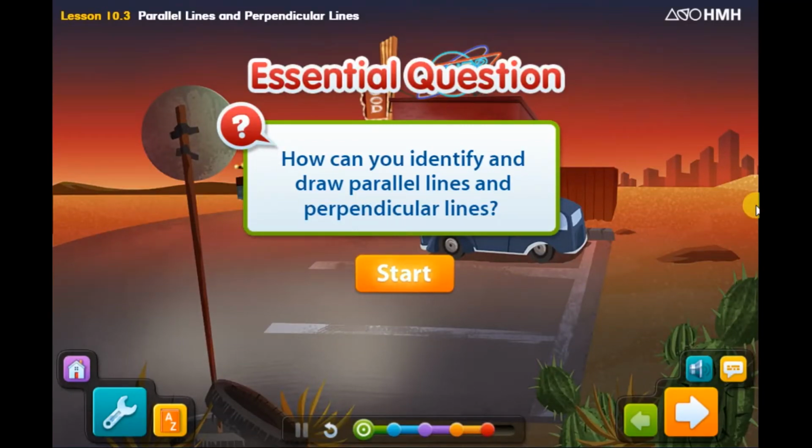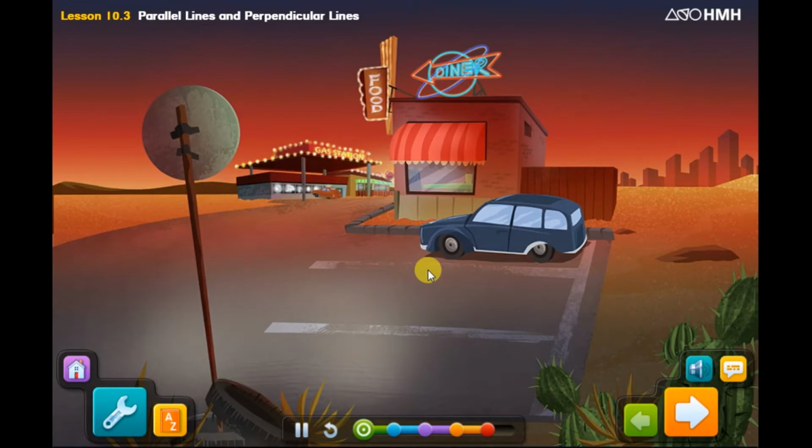Today's topic is about parallel lines and perpendicular lines. Lesson 10-3. Let's start. How can you identify and draw parallel lines and perpendicular lines? The most essential question here: how can we identify, which means know, and draw parallel lines and perpendicular lines? So let's see together.